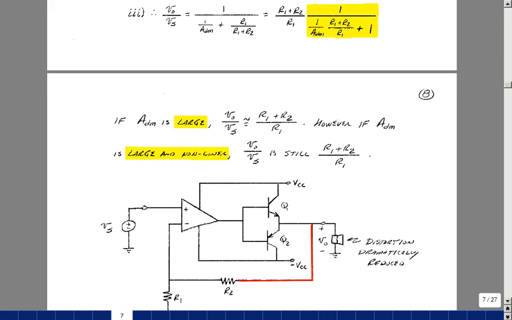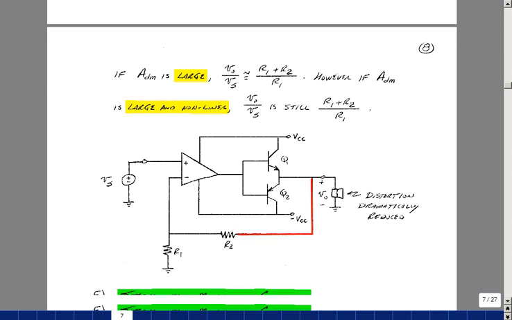So if we put feedback around this, we'll get still a non-inverting amplifier, but now the ability to get a lot more current out because 25 milliamps here can get amplified by the DC beta of the transistor.